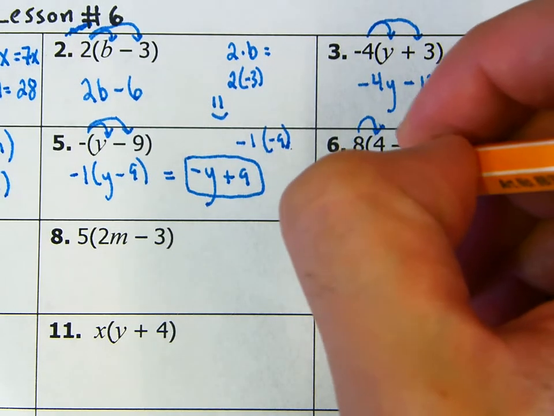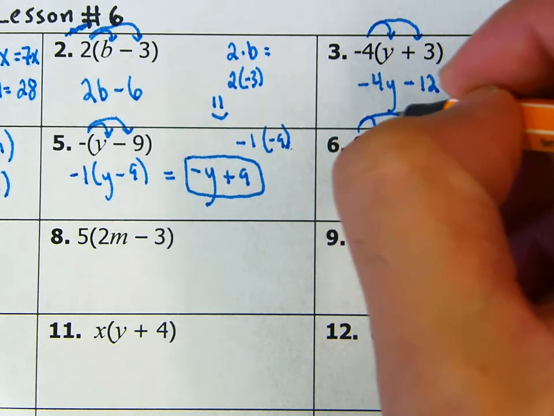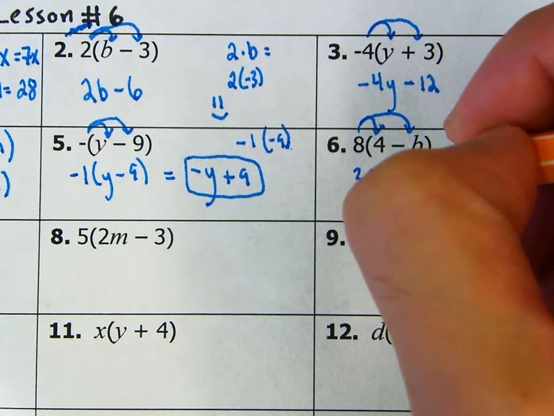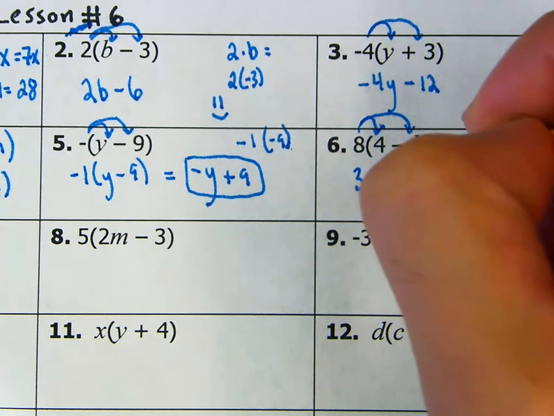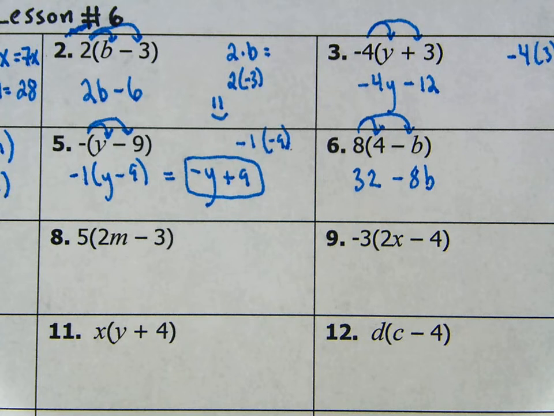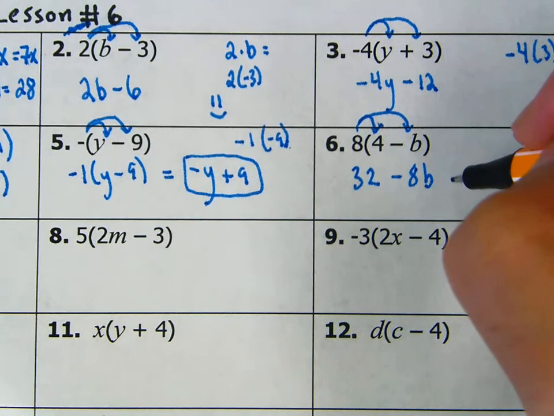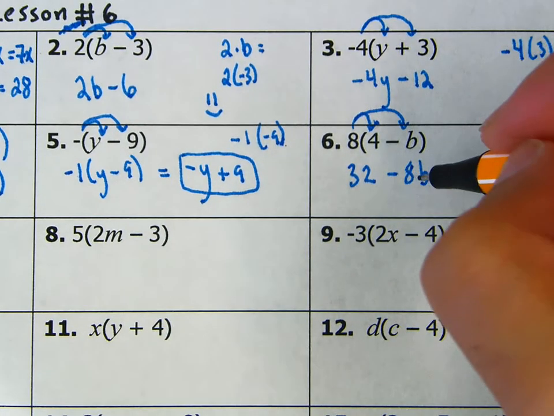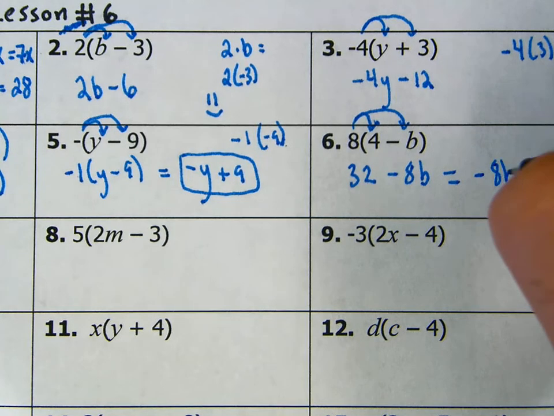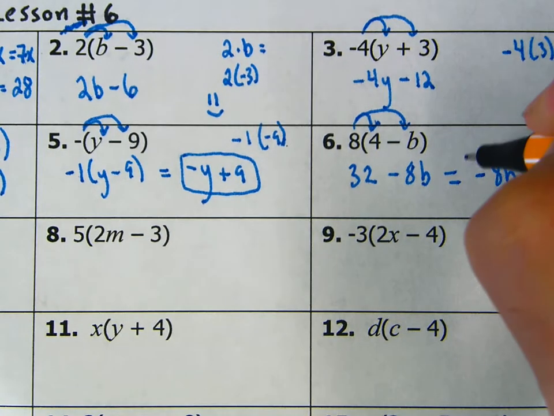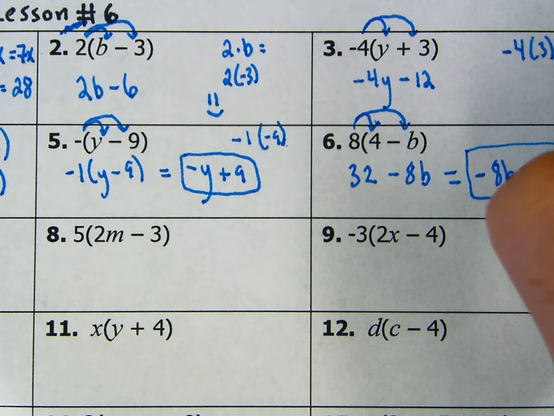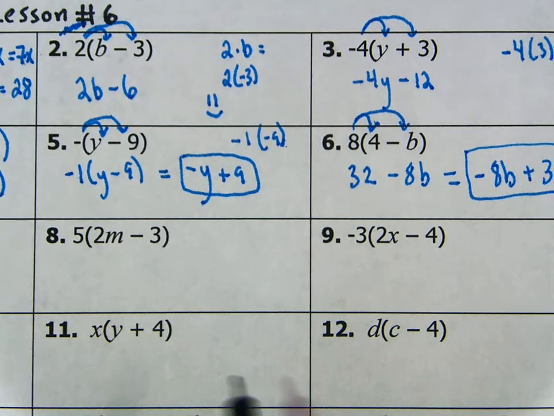8 times 4 is 32. 8 times negative b is negative 8b, okay? And if you want to be fancy, what's another way of expressing this? You could just show it as negative 8b plus 32, right? Because here you want the variable first.